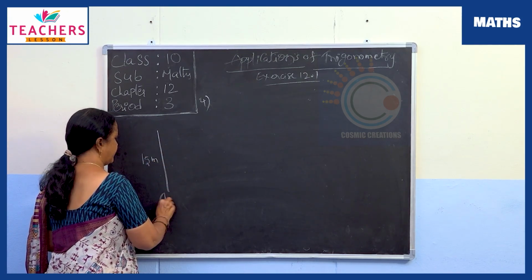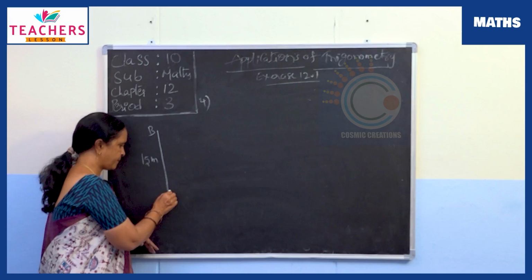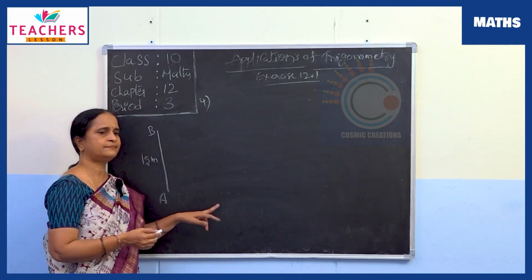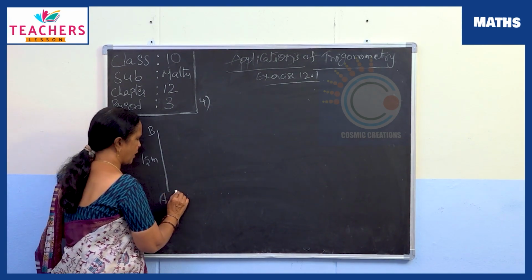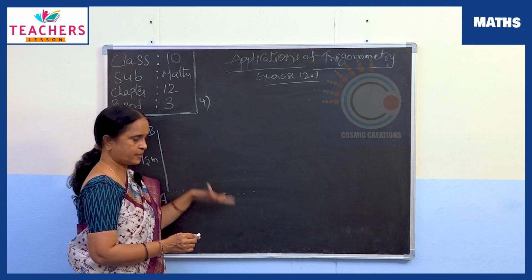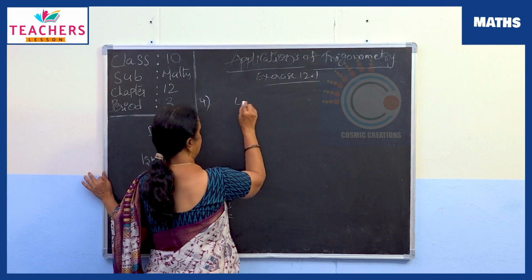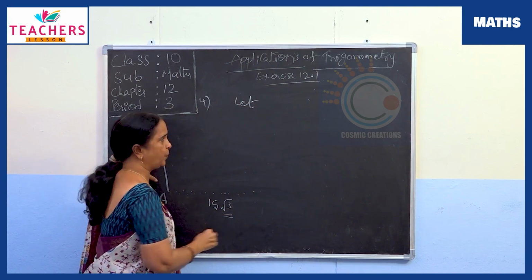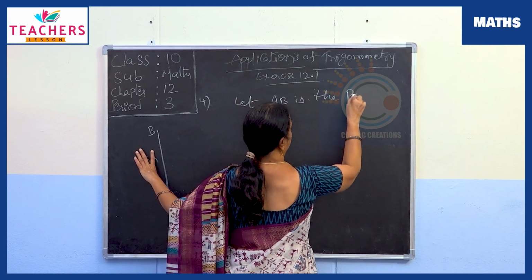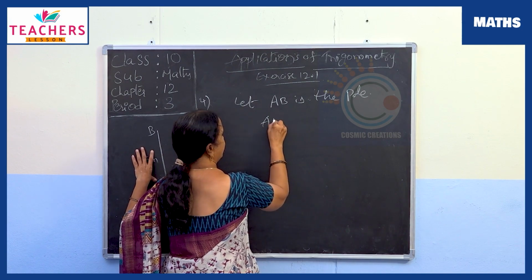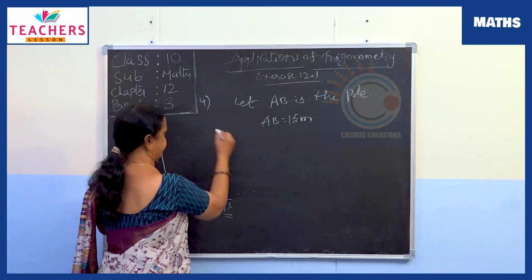Let the pole be AB, usually we just say like that. And the shadow is there. Length of the shadow is 15 root 3. The shadow on the ground occurs. Let AB be the pole. Pole AB length, how much have they given? 15 meters.